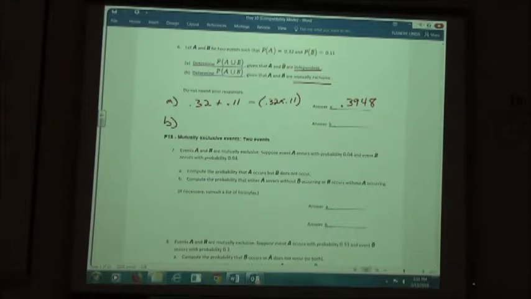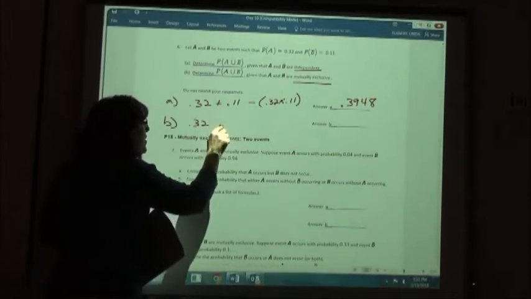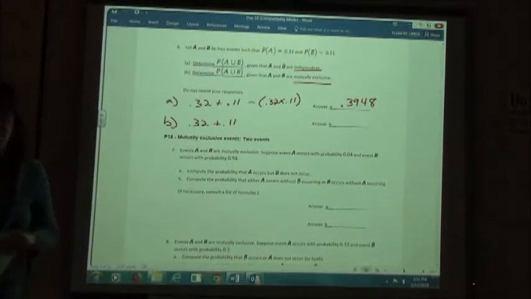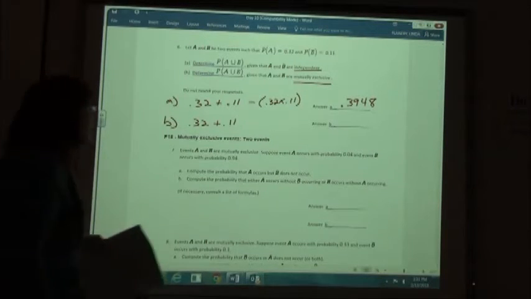Part B, this time they are mutually exclusive, meaning they don't have anything in common that we have to subtract off on the end. So we're just going to do our 0.32 plus our 0.11, right? 0.43.